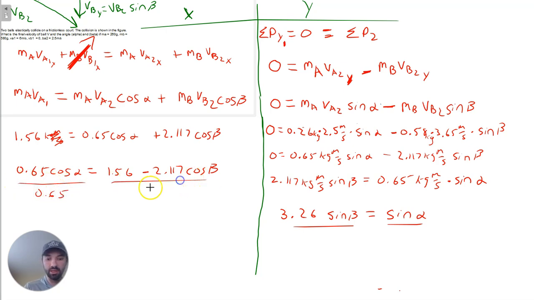0.65 divided by 0.65, so that we can say cosine of alpha is equal to 2.4 minus 3.2, we'll call it 3.26 cosine of beta. And as terrible as this looks, we're getting there.